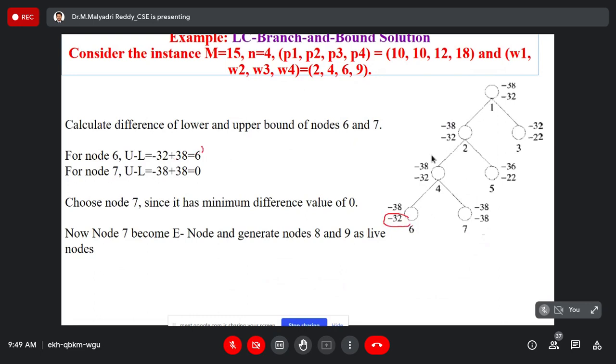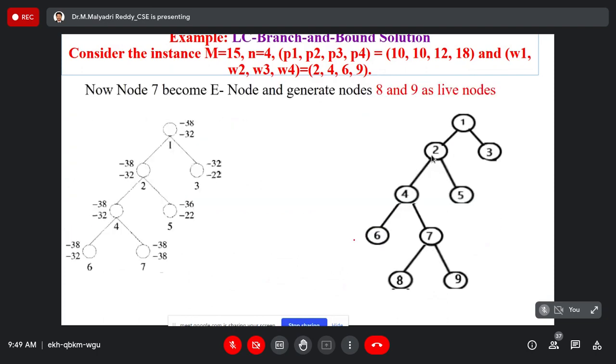Difference is 6. And for node 7, upper bound is minus 38, lower bound is minus 38. Difference is 0. So automatically 7 is the minimum cost, so this node becomes the E node. Seventh node becomes the E node. Whenever the seventh node becomes E node, it gets the two children, that is 8 and 9.